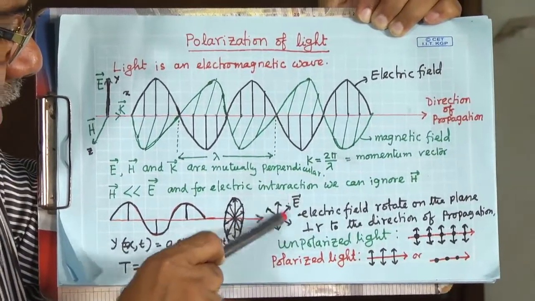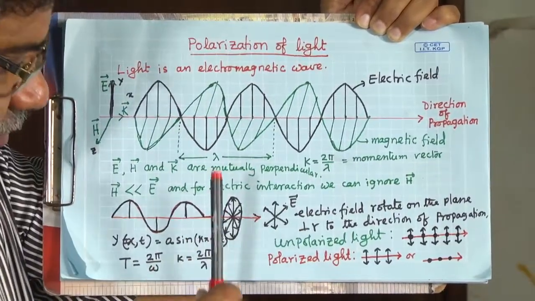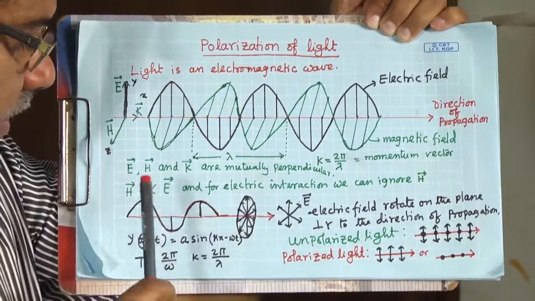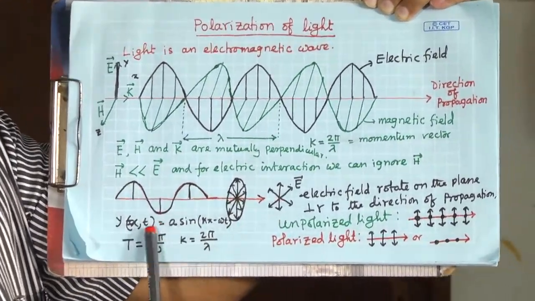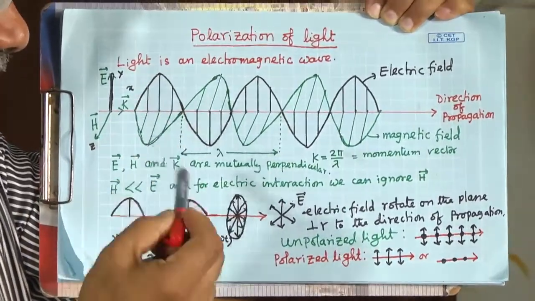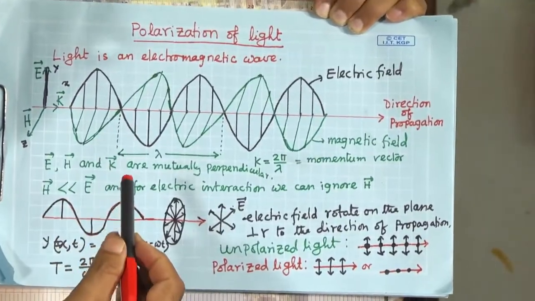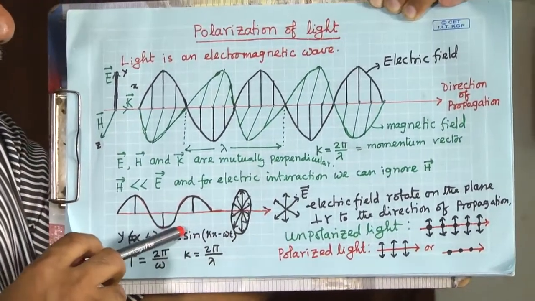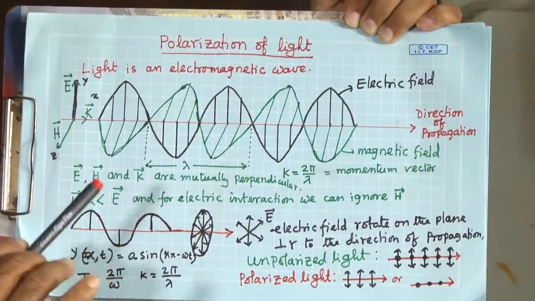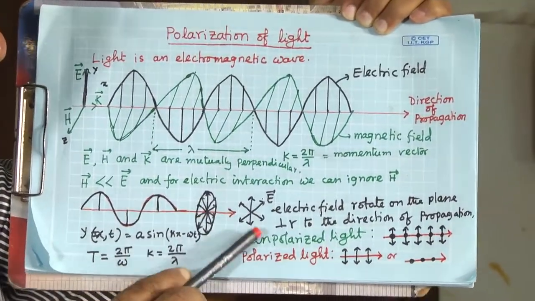So, the electric component is as if in all directions on a plane perpendicular to the direction of propagation, okay. This type of light, where the electric component is vibrating in all directions on a plane perpendicular to the direction of propagation, is called unpolarized light, okay.